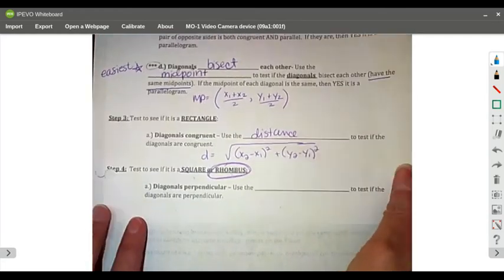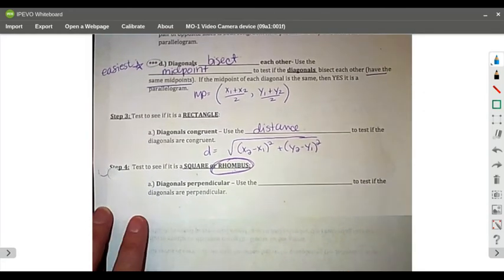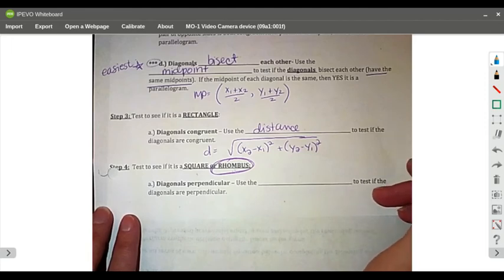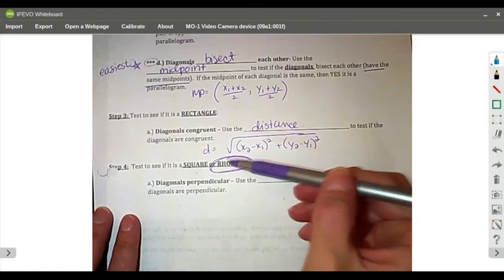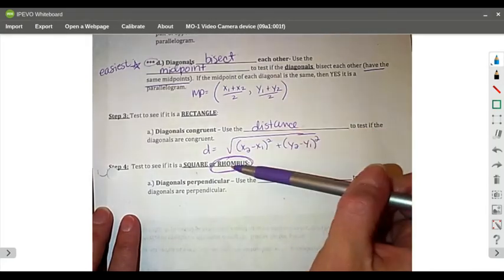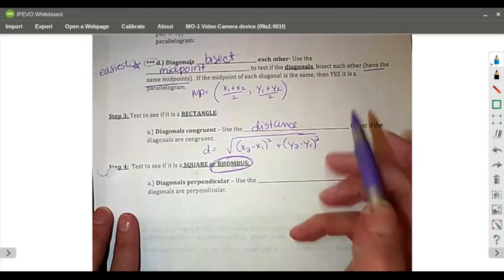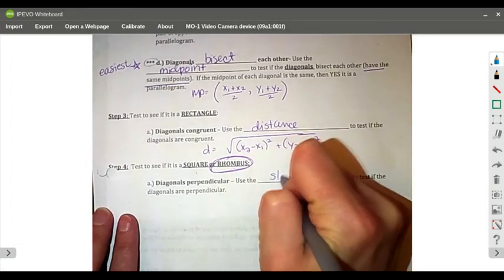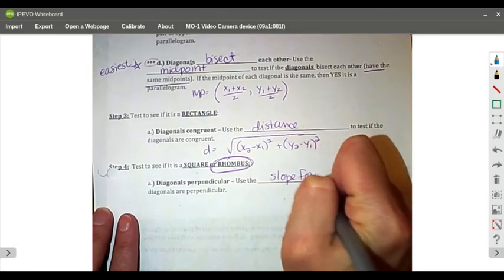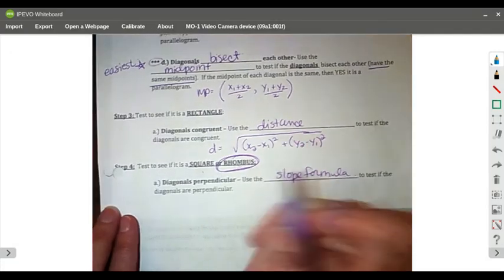So to see if it's a rhombus, we're going to use the diagonals again. We're going to see if the diagonals are perpendicular, because that's something about a rhombus that differentiates between a parallelogram and a rhombus, is that the diagonals are perpendicular. So for that, we're going to use the slope formula to see if the diagonals are perpendicular.